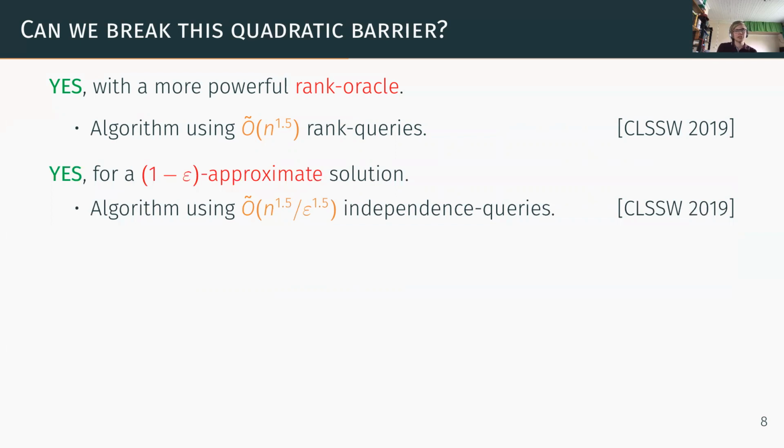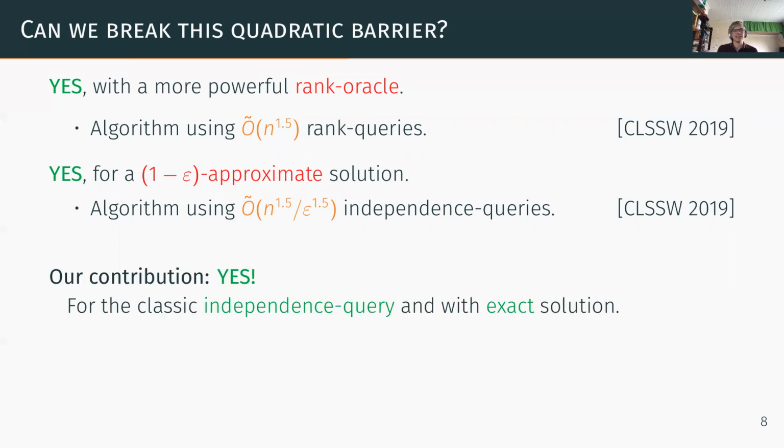And there's also been some more progress towards breaking the quadratic barrier, again by the CLSW paper. And they show that you can break the quadratic barrier in the approximate case. So if you only need a 1 minus epsilon approximate solution, you can get a subquadratic number of queries. And this is again using independence queries instead of rank queries.